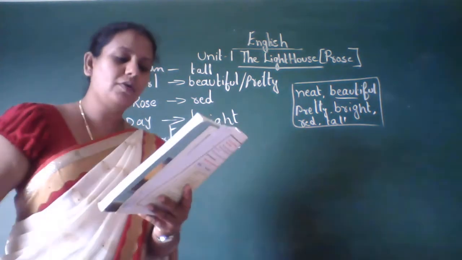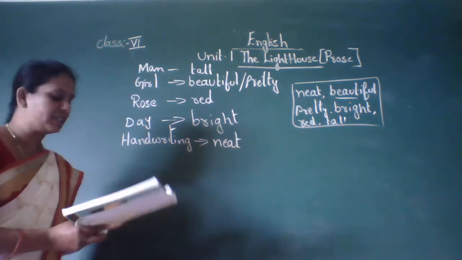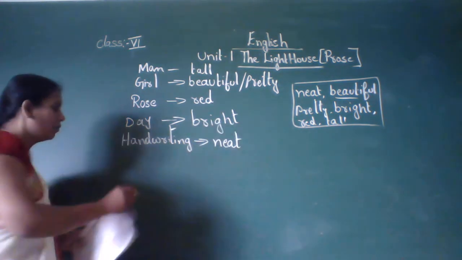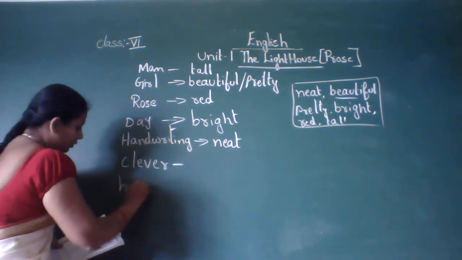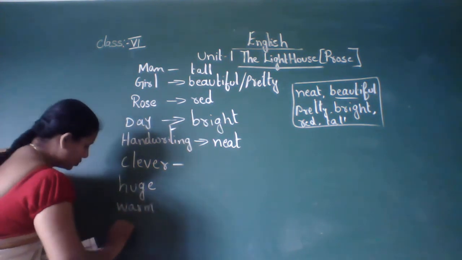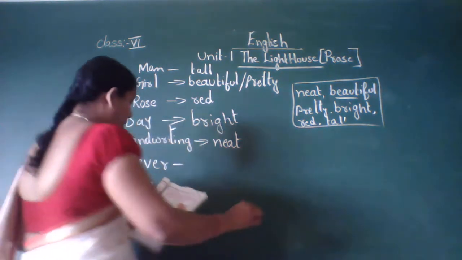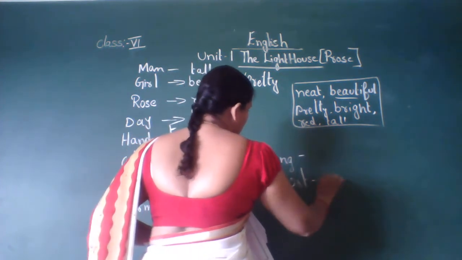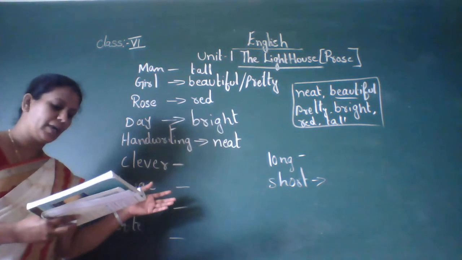So here are a few more phrases. Write a few more phrases like the above. Below also they have given some words. So you have to write describing words for the particular words. For example, see, I will write clever, then huge, then warm, cute. So for these words we have to write describing words. Then long, short.